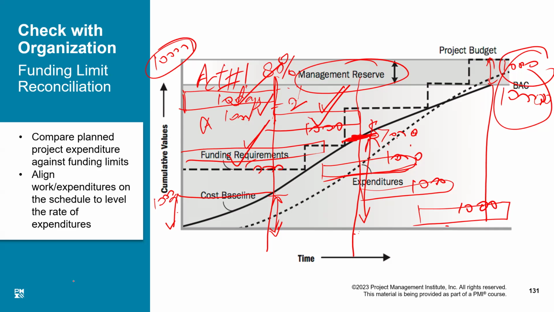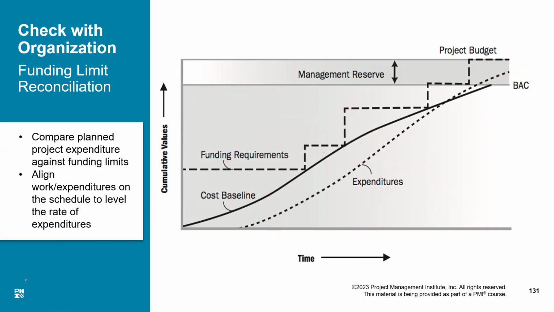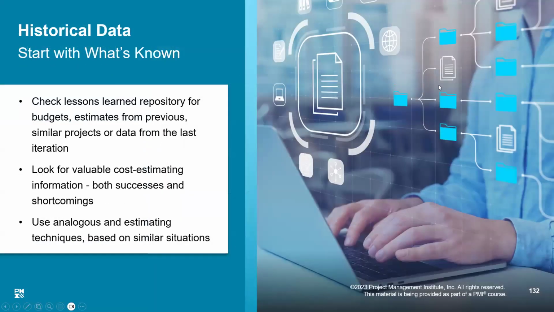So for the time being, I'll erase all these times. And this is your basic diagram for earned value management, right? I'll get back to the calculations again.